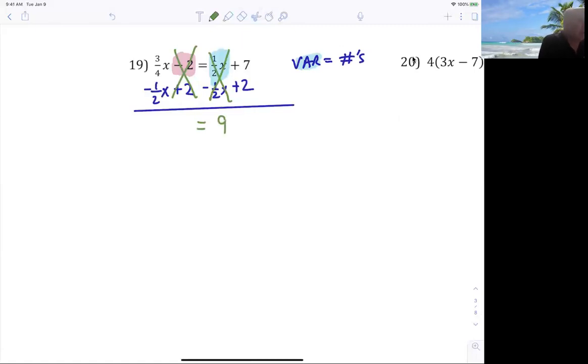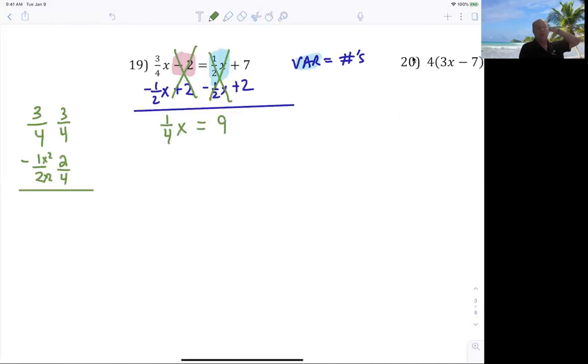And now I'm pretty certain we all can do 3/4 minus 1/2. But just as review, I'm working it out. We need a common denominator. 1/2 is the same as 2/4. Of course, I had to multiply both by 2. And so now I have 3/4 minus 2/4, which is 1/4.